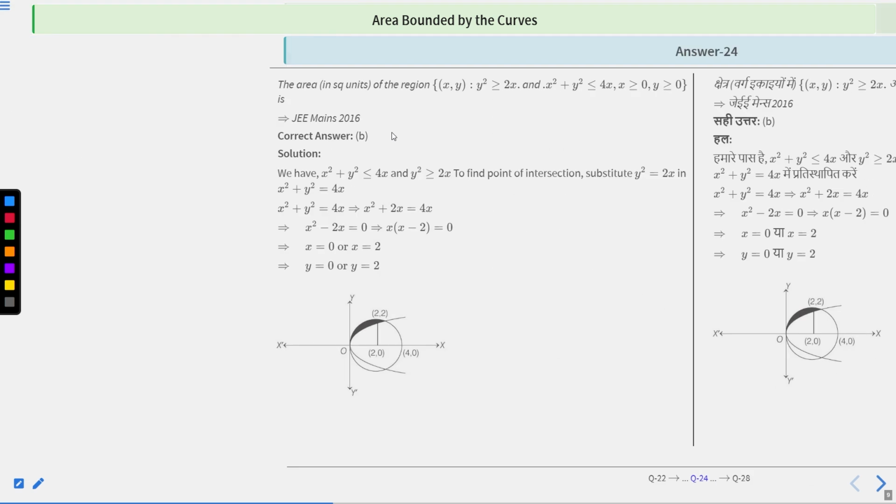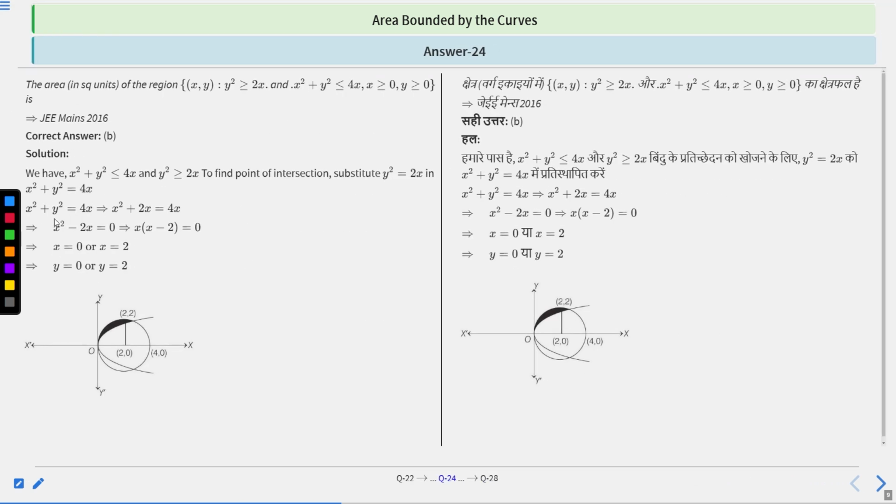Okay, let's move to the solution part. As we have x² + y² ≤ 4x and y² ≥ 2x, to find the point of intersection, substitute y² = 2x in x² + y² = 4x. This implies x² + 2x = 4x.